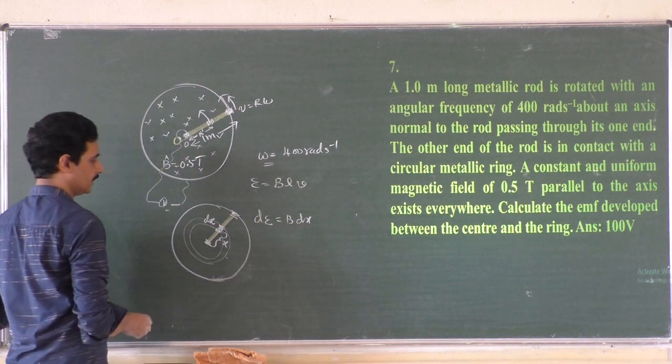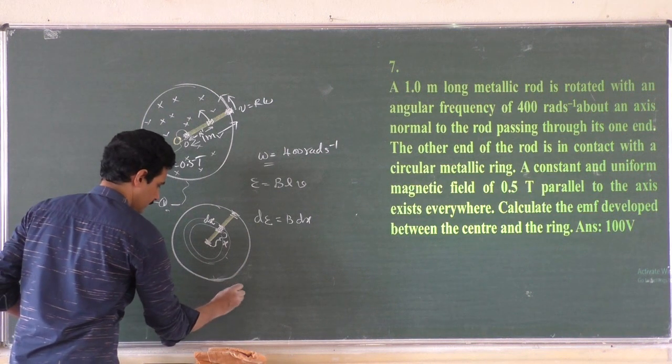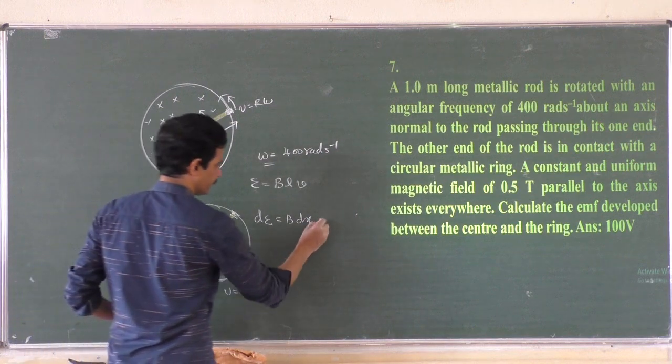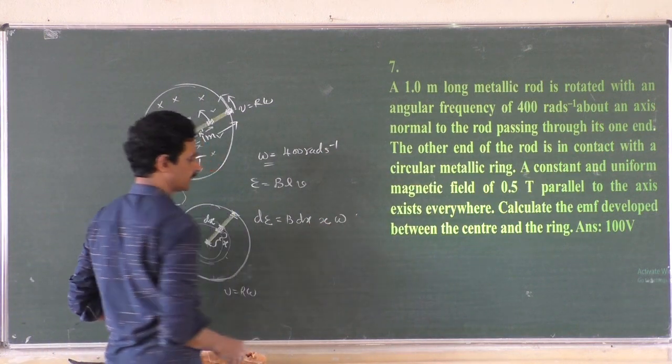Speed for this one is V equal to R omega, I will write. V is equal to R omega formula. The radius of this piece of the rod is x. Omega is the same for all the parts of the rod.